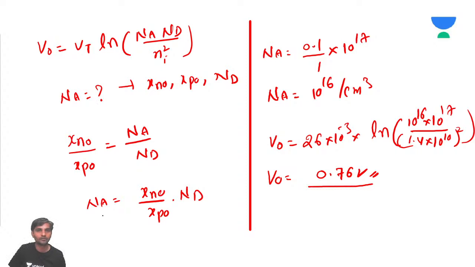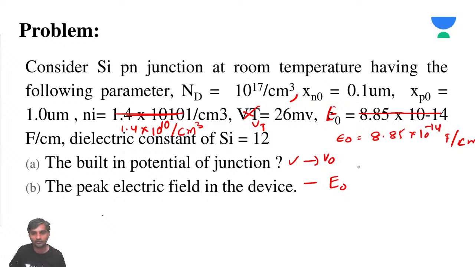So first, V naught is what we got: 0.76 volts. And now he's asking us to calculate E naught also. If you are calculating E naught, it is easy. Now what is E naught? We know that E naught is minus Q by epsilon into Nd into Xn naught.